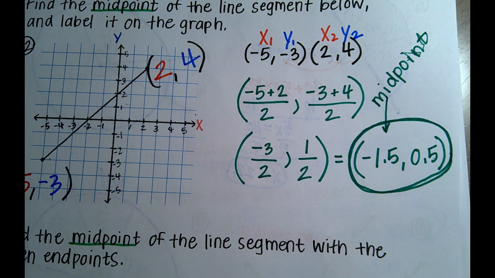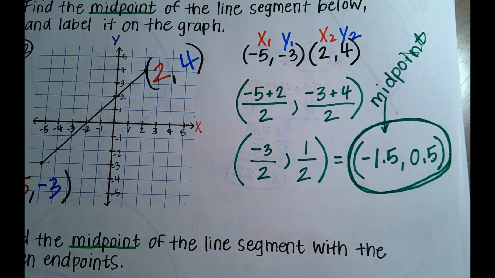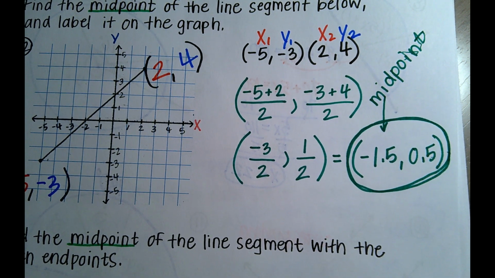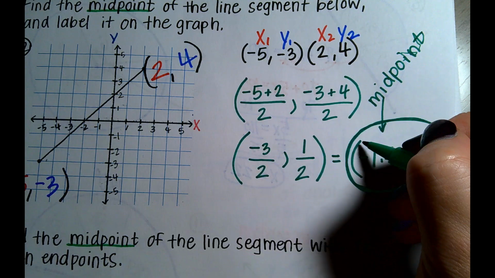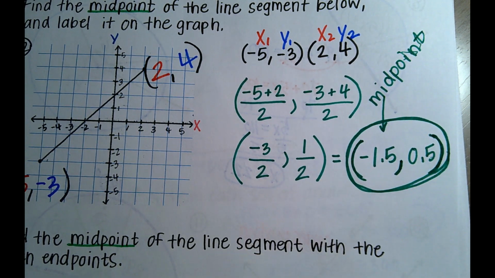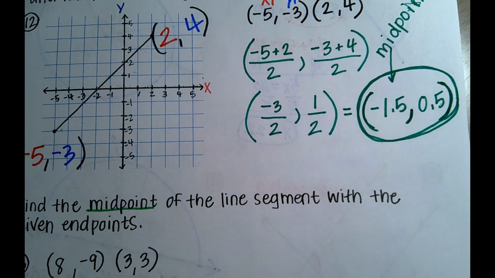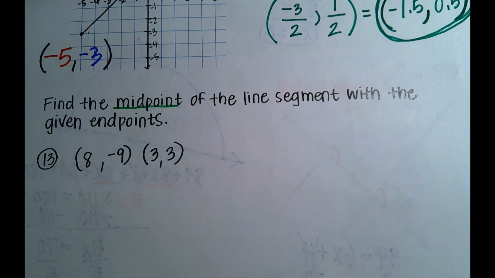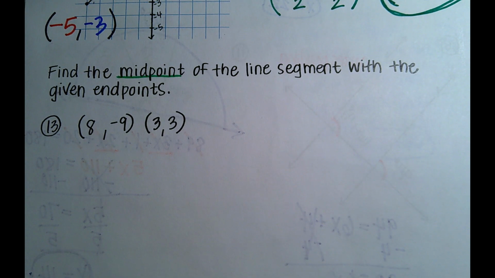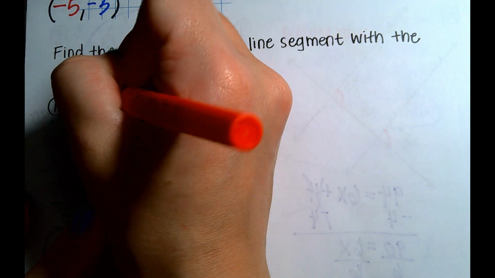All right, is anybody still working on number 12? Some of you, it looks like you've moved on, so perfect. Number 12, you should have gotten -1.5, comma, 0.5. Make sure you put this in parentheses because it is a coordinate. Okay, so there you go. Now we'll look at number 13. It's the exact same thing, except we're not using a graph. You're just going to plug the numbers in and use the formula. So I'll work this one out quietly up here again, and then you can check your work.